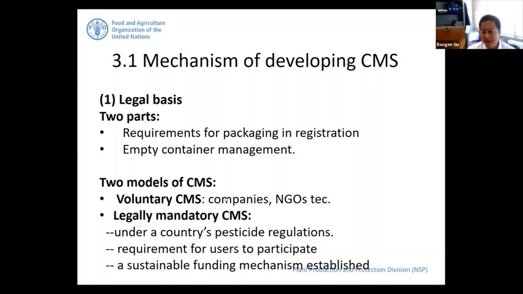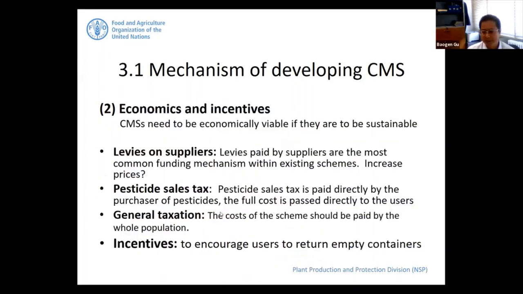Regarding the container management scheme, there are two kinds of scheme. One is a voluntary scheme, operated by the companies. The second is a legally mandated scheme. I think this is more effective and more sustainable. And the second issue is economics and incentives. This is very important.